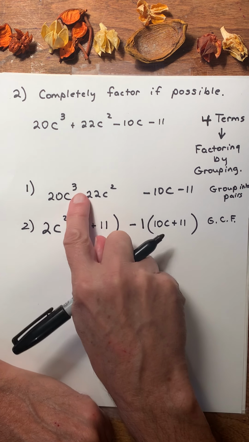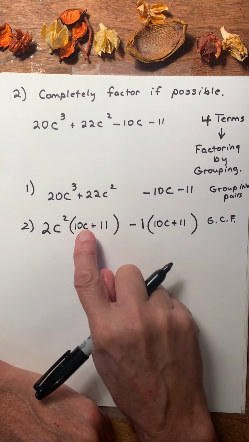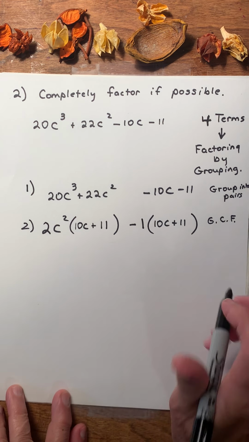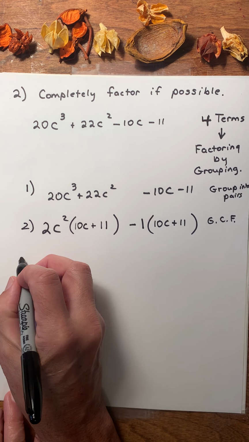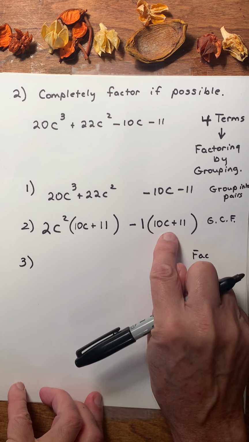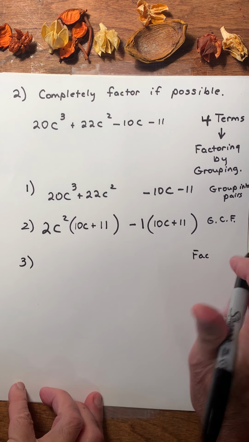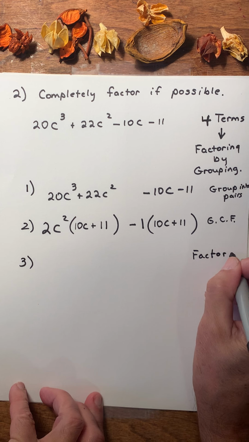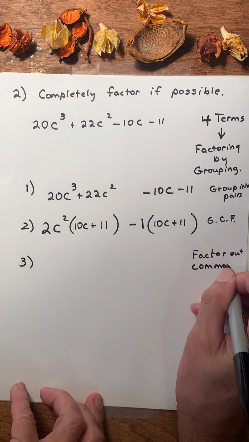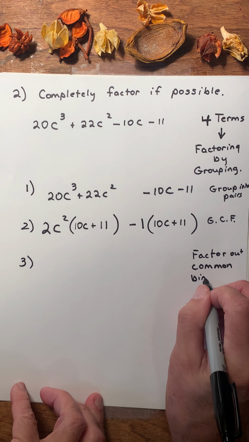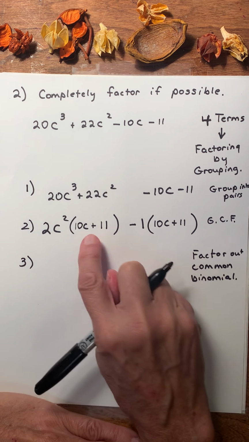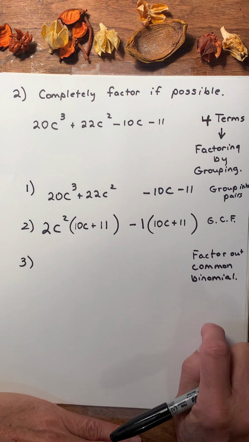Negative 1 times 11, negative 11. So I have paired my terms. I have taken out a common factor. Now I take out the common binomial. Remember, this binomial has to be exactly the same. If it doesn't turn out to be the same, start over. It's got to be the same or I can't go to step number 3.